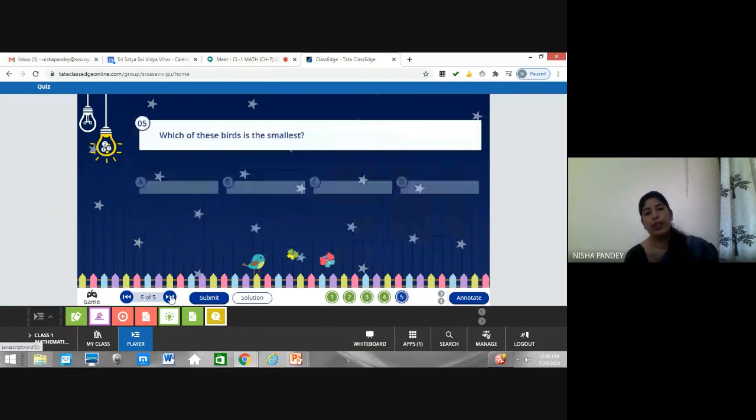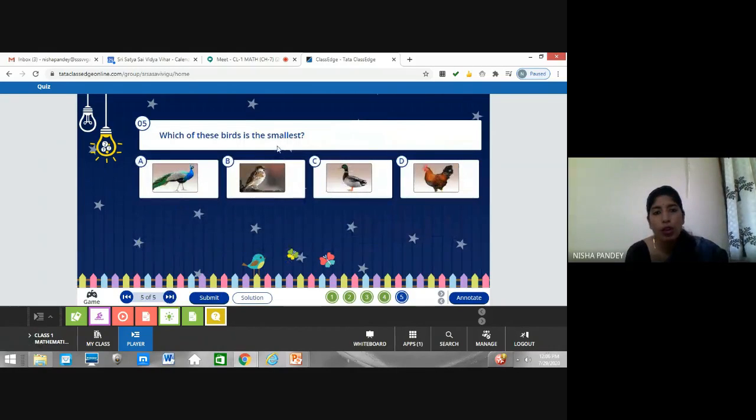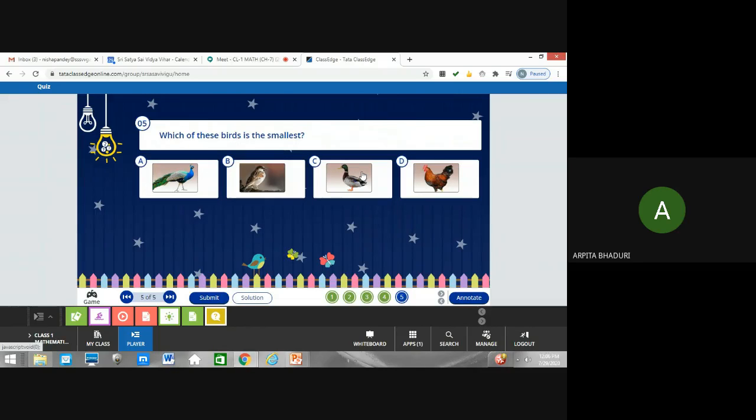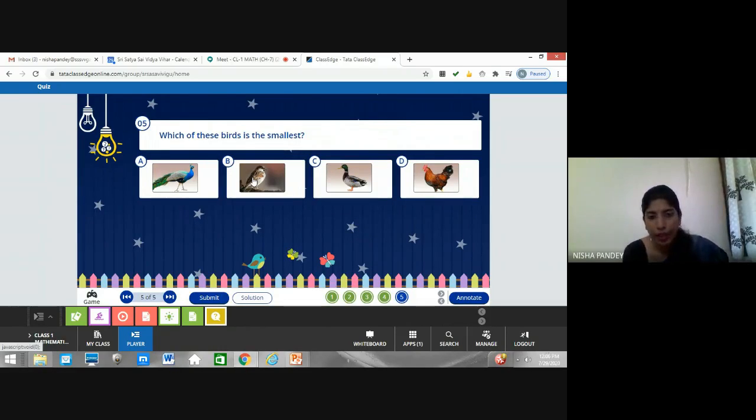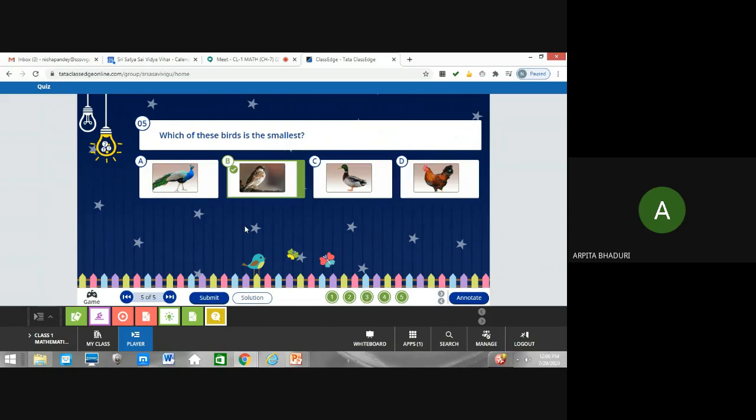Now, the fifth and last one is, which of these birds is the smallest? Ma'am, sparrow. Very good. You have given the answer so quickly. Let's see it. Is it correct or not? Yes, ma'am. Yes, so you have got 5 out of 5. Very good. A big clap for you, children. You have done the quiz today. You have done the video's questions, right? Yes, ma'am.